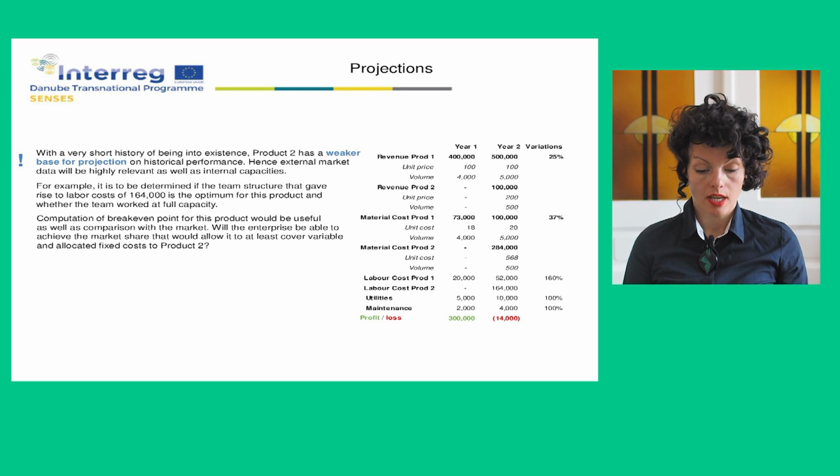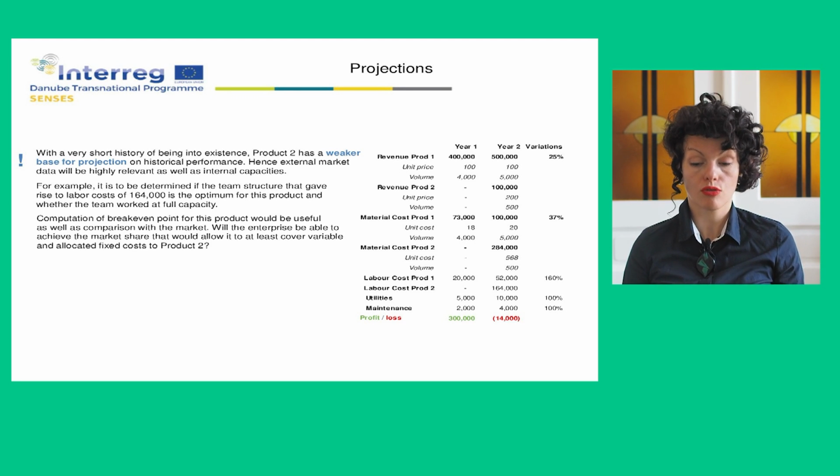For example, it is to be determined if the team structure that gave rise to labor costs of 164,000 is the optimum for this product and whether the team worked at full capacity. Computation of the break-even point for this product would be useful, as well as comparison with the market. Will the enterprise be able to achieve the market share that would allow it to at least cover variable and allocated fixed costs of product 2?